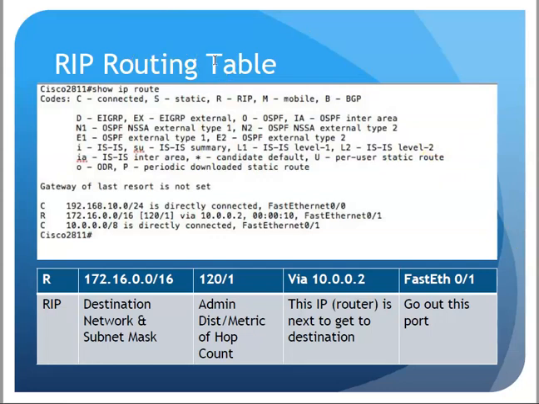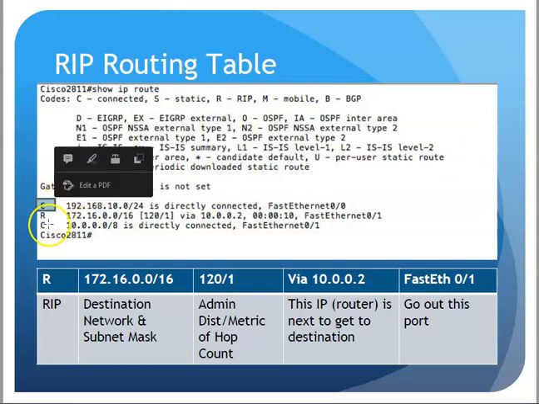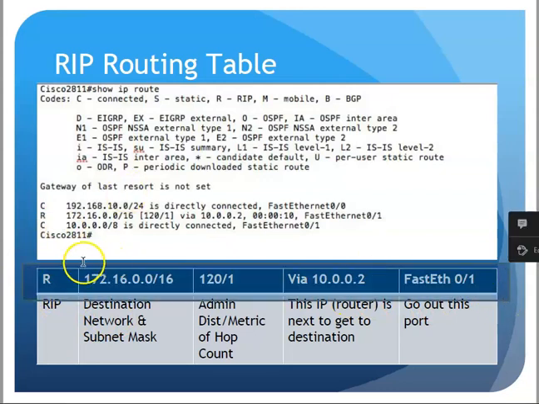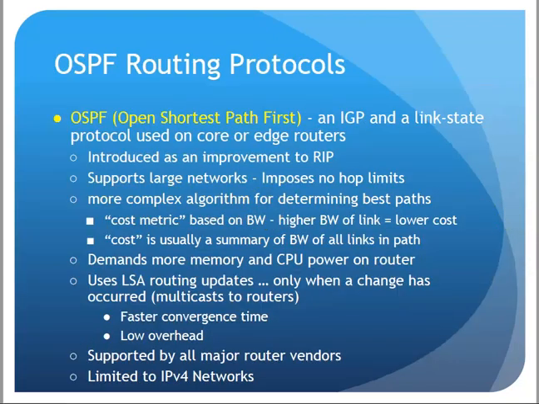Here's a sample routing table with RIP. Here's the directly connected route, and then here's the route that RIP learned. If I take a look at that line, I copied it here for you. R says it's RIP. 172.16.0.0 is the network it learned. 120/1, 120 is your administrative distance. That's the reliability of the RIP information. /1 is one router away. And I get there via this IP. That's really the IP address of the next router. And I go out this port to get there. So there's your RIP routing table and the very simplistic nature of what it is.